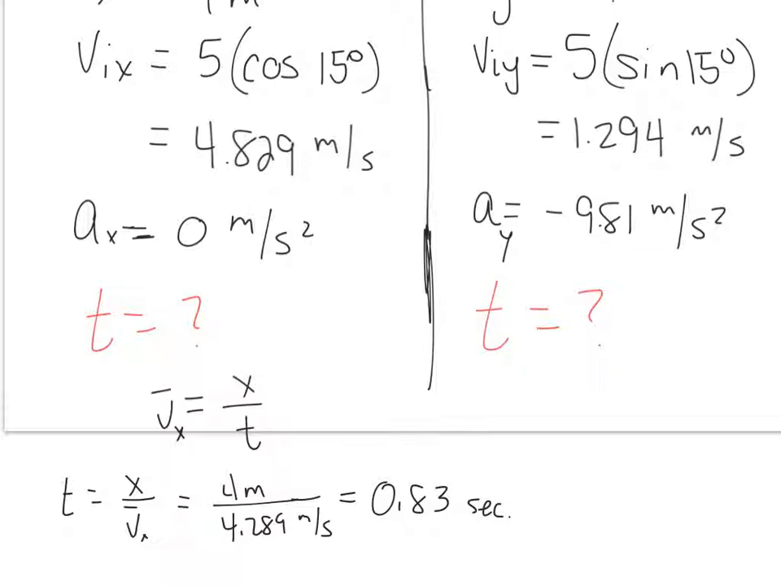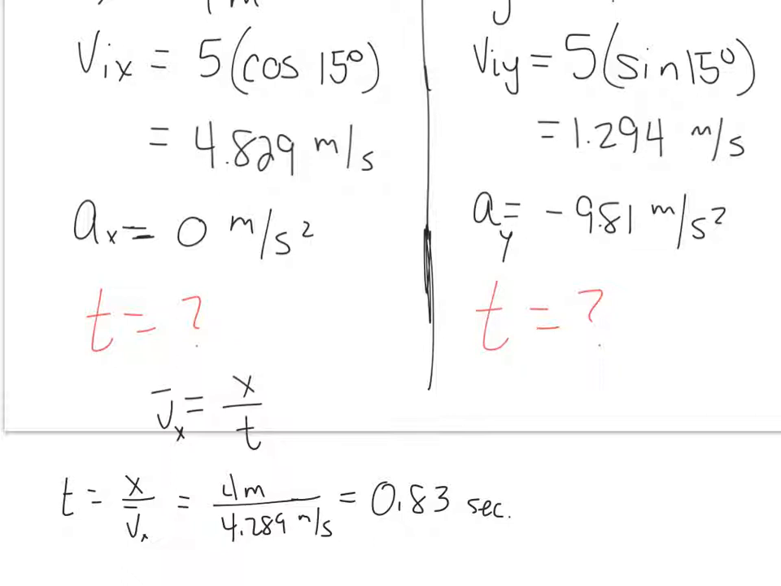Now the question is this. How far does he move vertically in those 0.83 seconds? In the 0.83 seconds it takes him to do that, the question is how far does he move vertically? So let's solve for y in the y direction now using this time. Because this time is the same time it takes him. So it's both directions here.